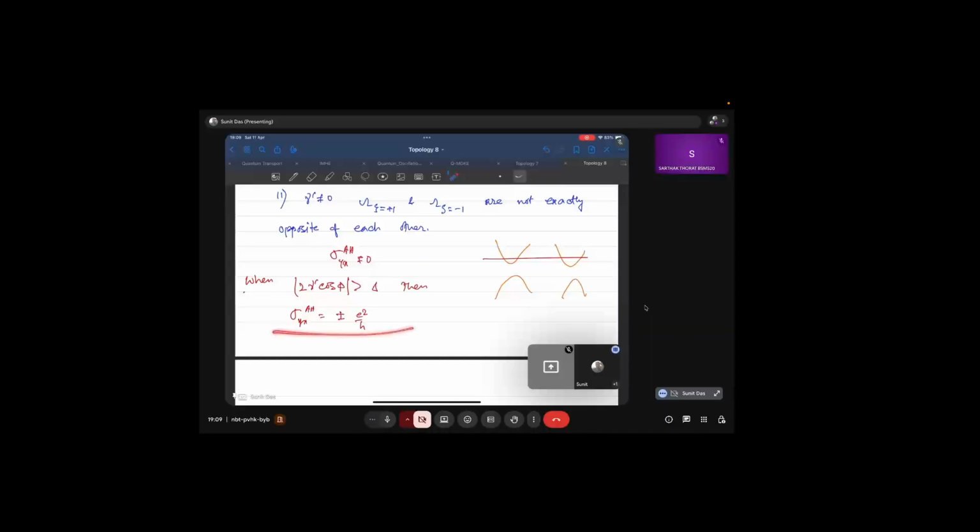And this is the quantum anomalous Hall effect. You are getting an anomalous Hall effect which is quantized, but in a particular regime of parameter values.